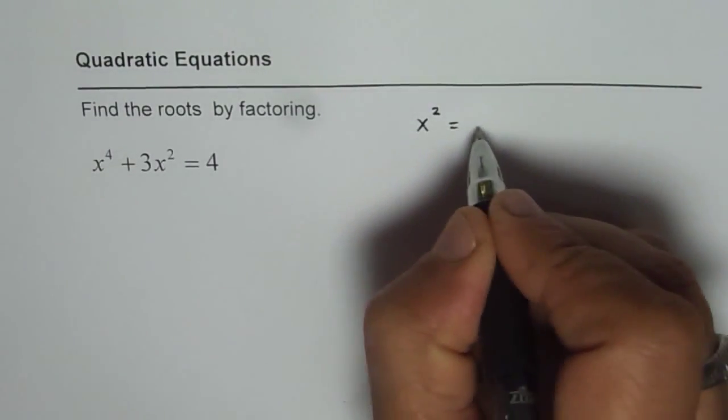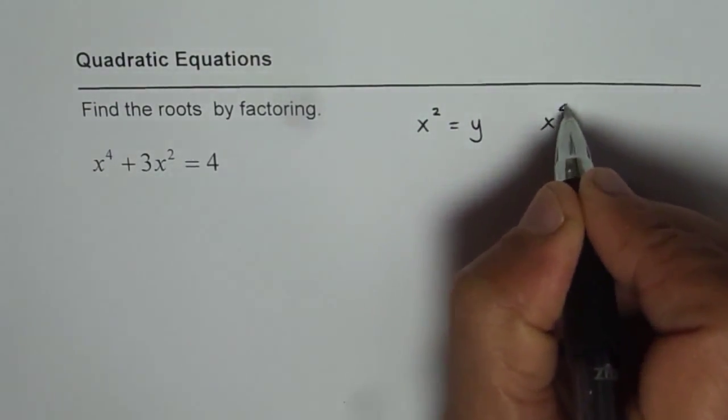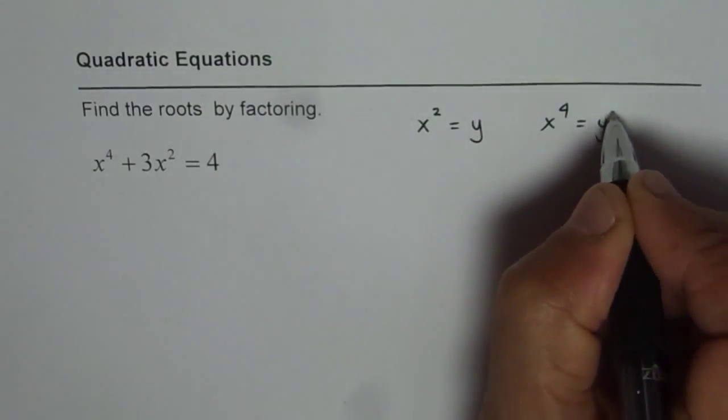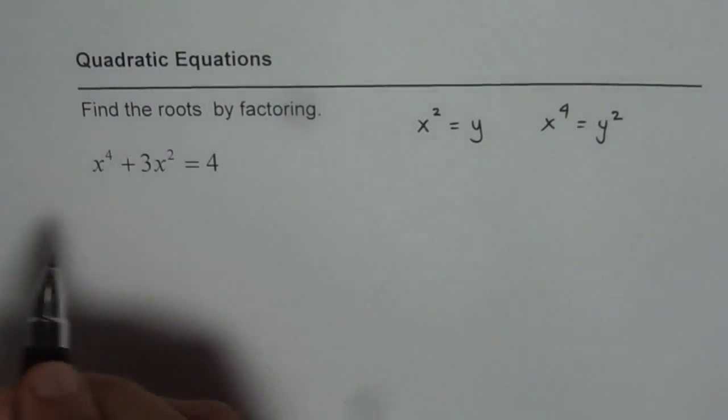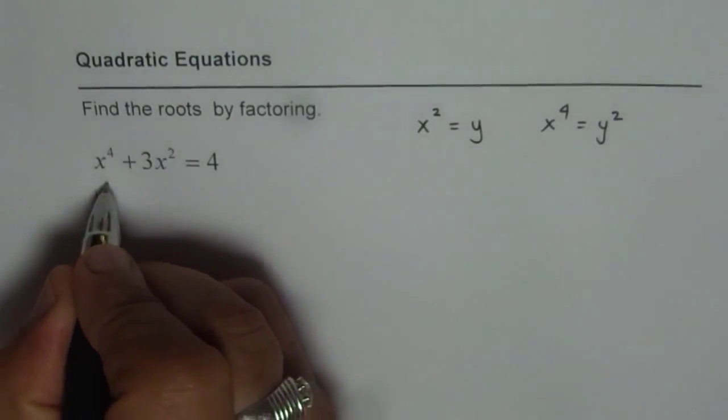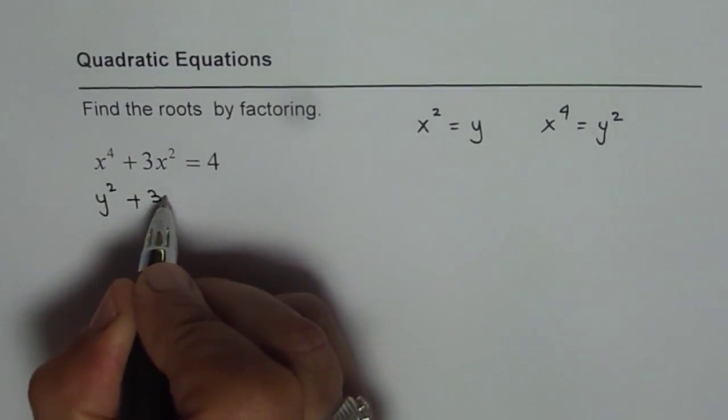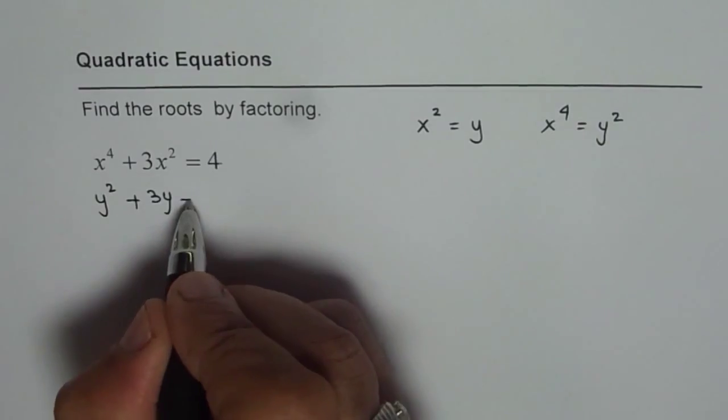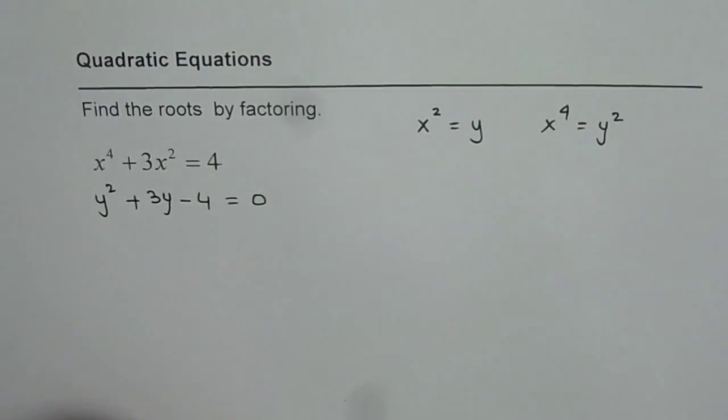We can substitute x squared as y. In that case, x to the power of 4 will be equal to y squared, right? Substituting, what do we get? We get y squared plus 3y. Let us bring 4 to the left side: minus 4 equals 0.